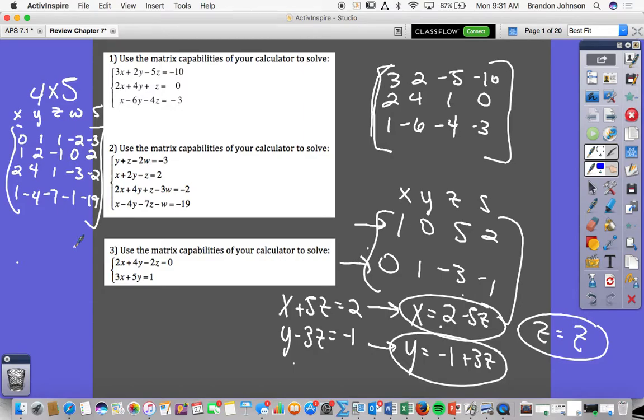I think that's it right there. And you just plug it in. Once I plug that in my calculator, I just do REF of that matrix, and you're good to go. It'll give you that solution.